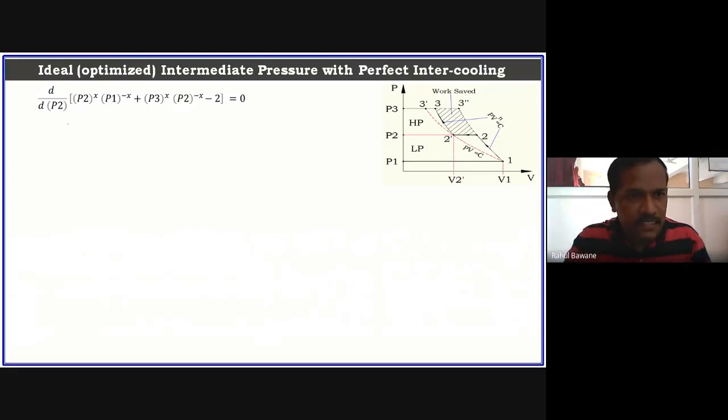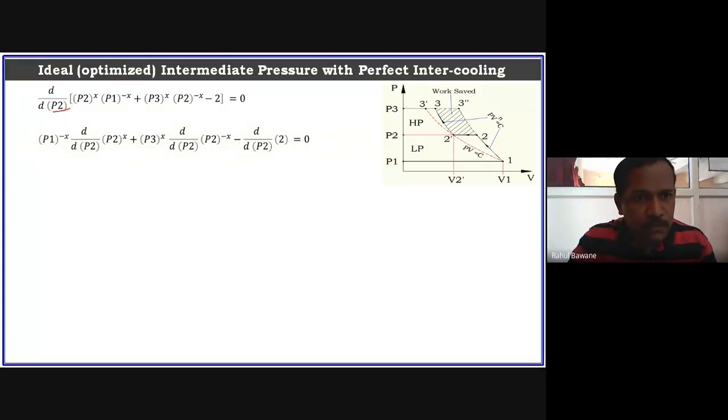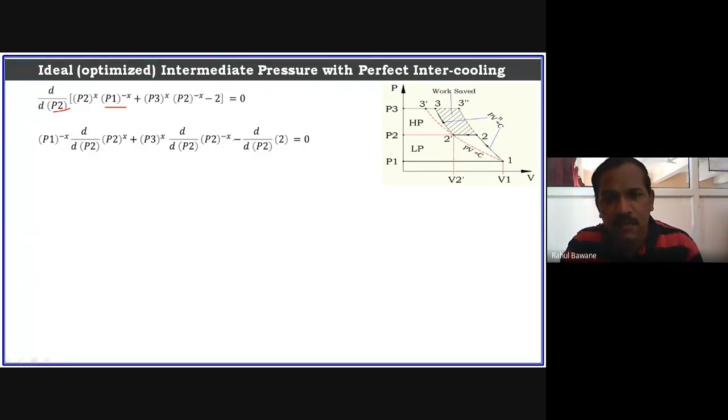Now we will simplify this. With respect to P2, P1 is a constant, so we take out P1 raised to the power minus x. Differentiate P2 raised to the power x, plus P3. P3 is again constant with respect to P2, so we take it out and differentiate P2 raised to the power minus x. Differentiating P2 in these two terms, the constant term definitely becomes 0. So P1 raised to the power minus x, what is the derivative of this? It is x times P2 raised to the power x minus 1.